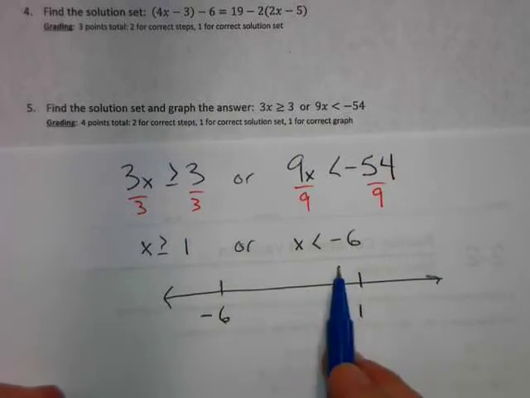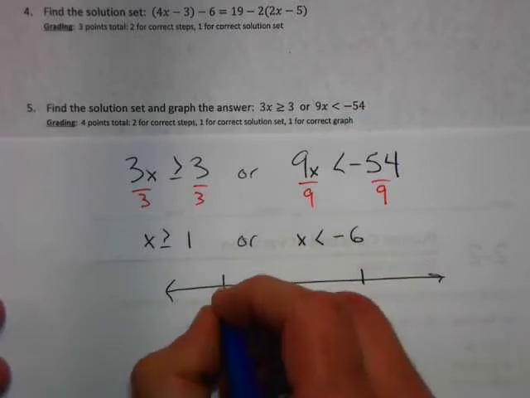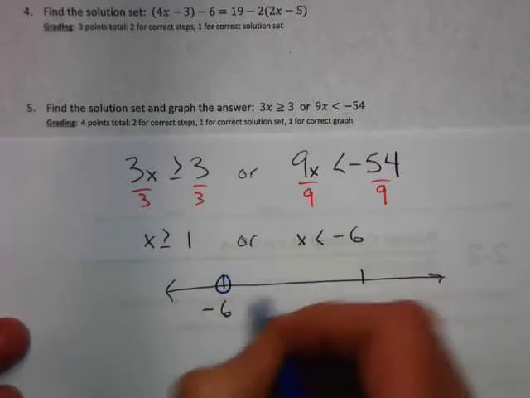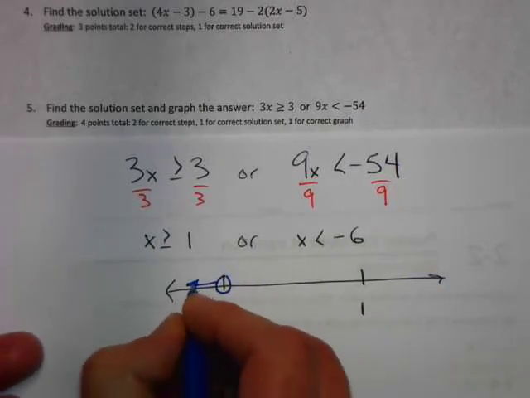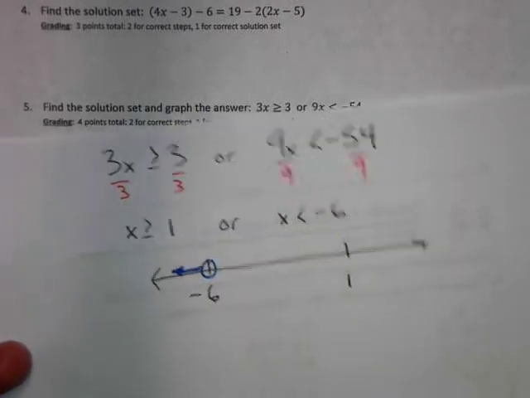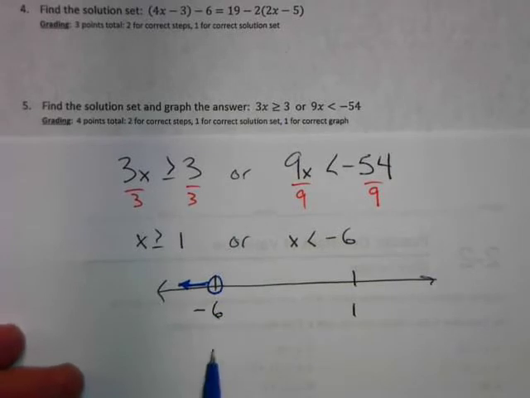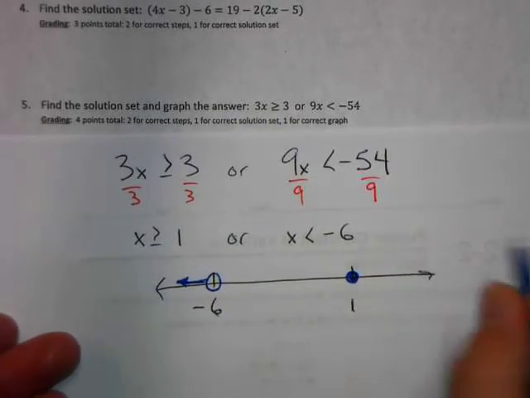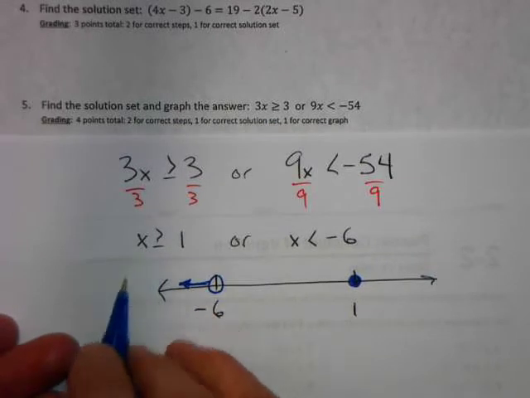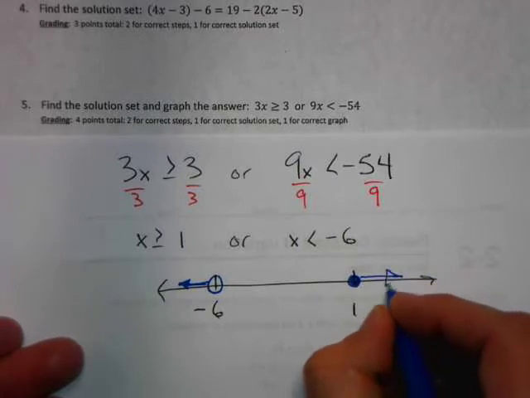So I'm asking, am I having an open or closed circle? Since it's only less than, not or equal to, it's an open circle. And so I have an open circle and it's less than, so I'm going to go in the direction that has less. And now I look at 1. Open circle or closed circle? It's or equal to, so I have a closed circle. And then I'm saying x is greater than or equal to 1, so all the numbers greater than are to the right. And I have my graph.